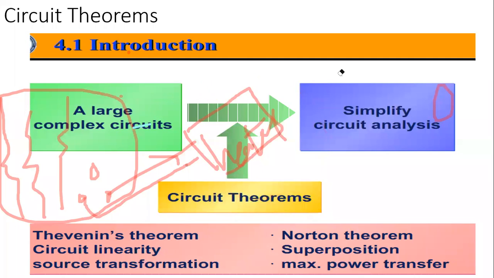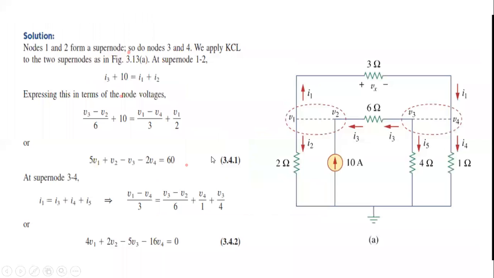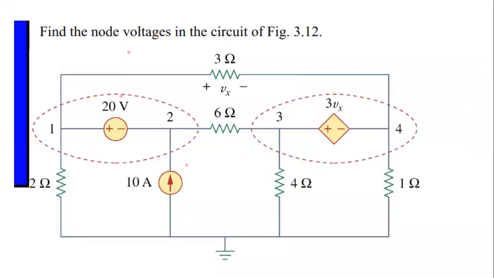So the point here is, if we have a very large circuit, like this one, and somebody is saying to calculate the current through the 3 ohm resistor, yes, you can find it by using any method of mesh or nodal analysis, that is okay. But suppose this resistance is changed to 10 ohm. Then again, all the equations will change.